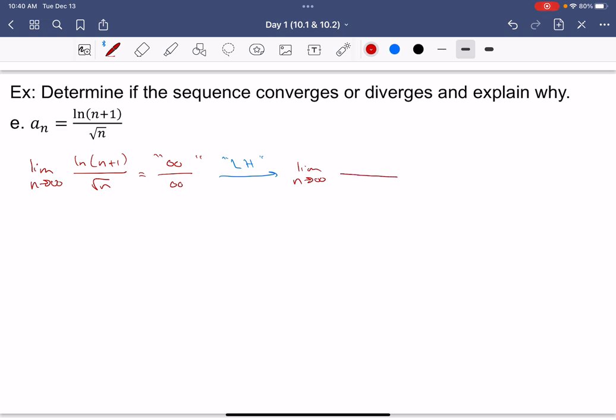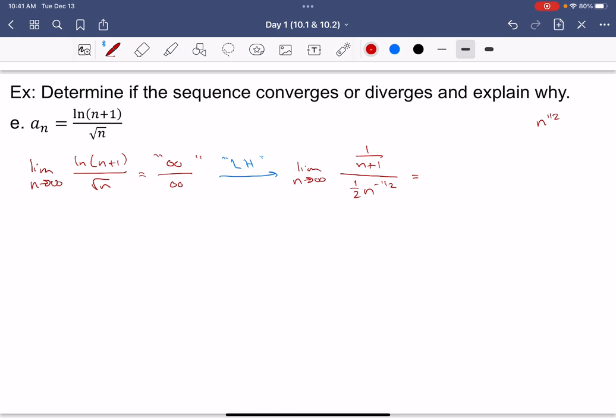So, for example, the derivative of the ln of n plus 1 from Cal 1 would be 1 over n plus 1. Root n, remember, that's n to the 1/2. So if you take the derivative of that, it would be 1/2 n to the negative 1/2.